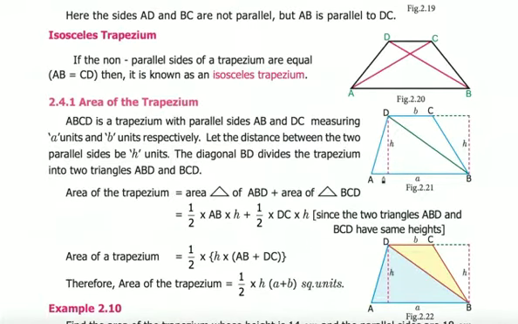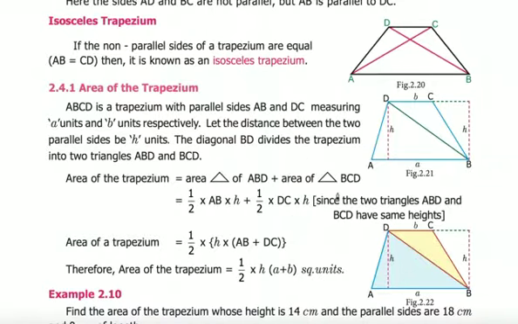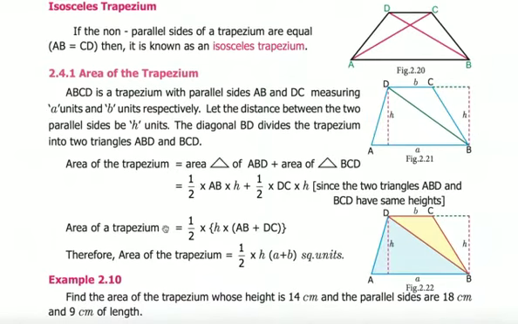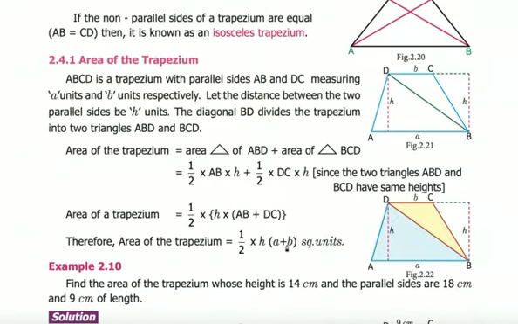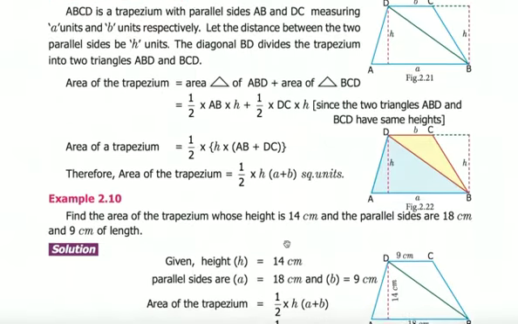For this triangle, the base is AB and the height is h, so half of AB into h. What about this triangle? Its base is CD, and the height is again h. So take h common, and it becomes AB plus CD, or DC. Therefore the area of the trapezium is half of h into (a plus b), where a and b are the lengths of the parallel sides and h is the height.